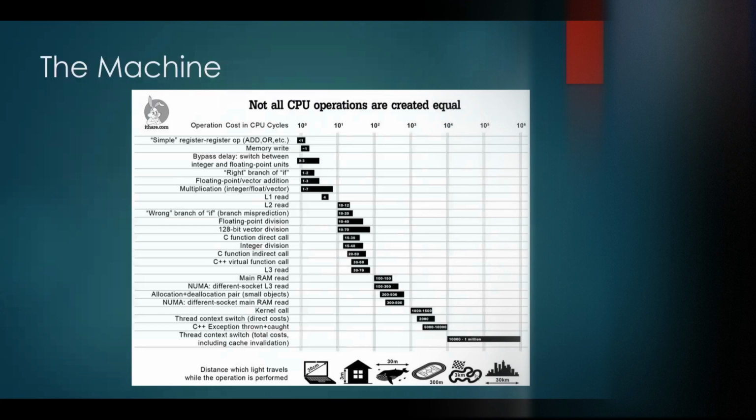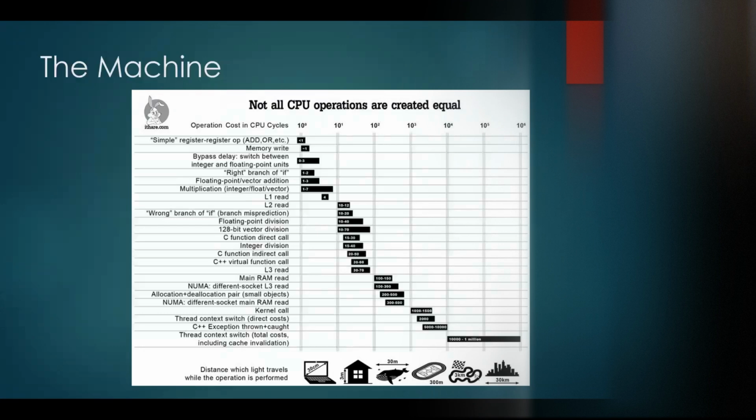Where is the main RAM read? Have you guys found it already? It's all the way down here, okay? So going to RAM is between 100 and 150 cycles, right? That is equivalent to light going through a whale from the nose to the tip of the tail. That's the distance light can travel in the time it takes the CPU to get data from RAM. Other interesting stuff in here, virtual function calls, we can see they're pretty expensive, between 30 and 60 cycles. Function call, 15 to 30.